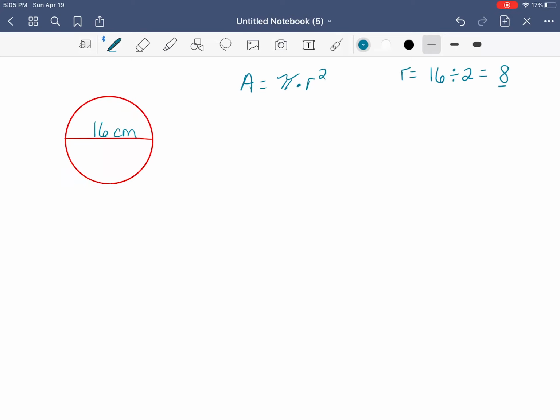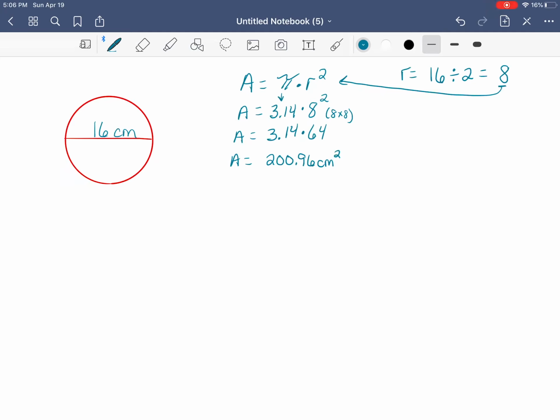So now that we have our radius, we can go back and plug our numbers into our formula. Area equals 3.14 for pi, times our radius, which we just figured out is 8, squared. So I'm just going to keep working my way down. 3.14 times 8 squared. Remember, 8 squared is 8 times 8, which is 64. We can plug that into our calculator: 3.14 times 64 gives us 200.96 centimeters squared. Remember, it's always squared.